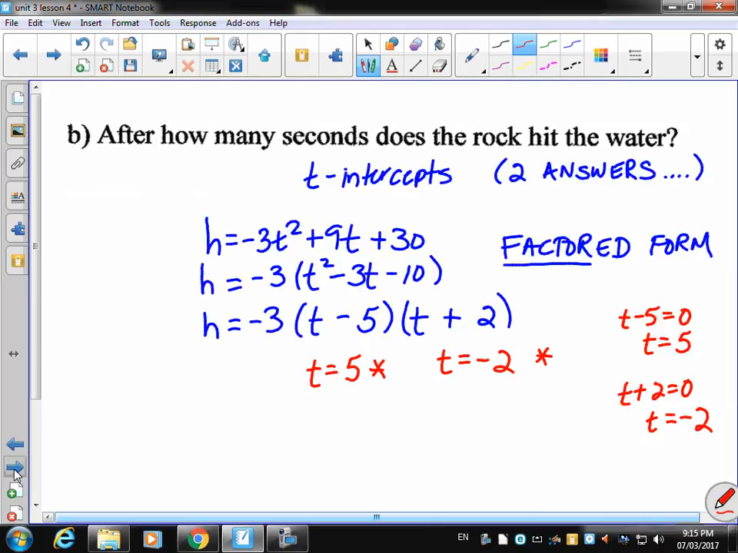So after how many seconds does the rock hit the water? It hits the water after 5 seconds.